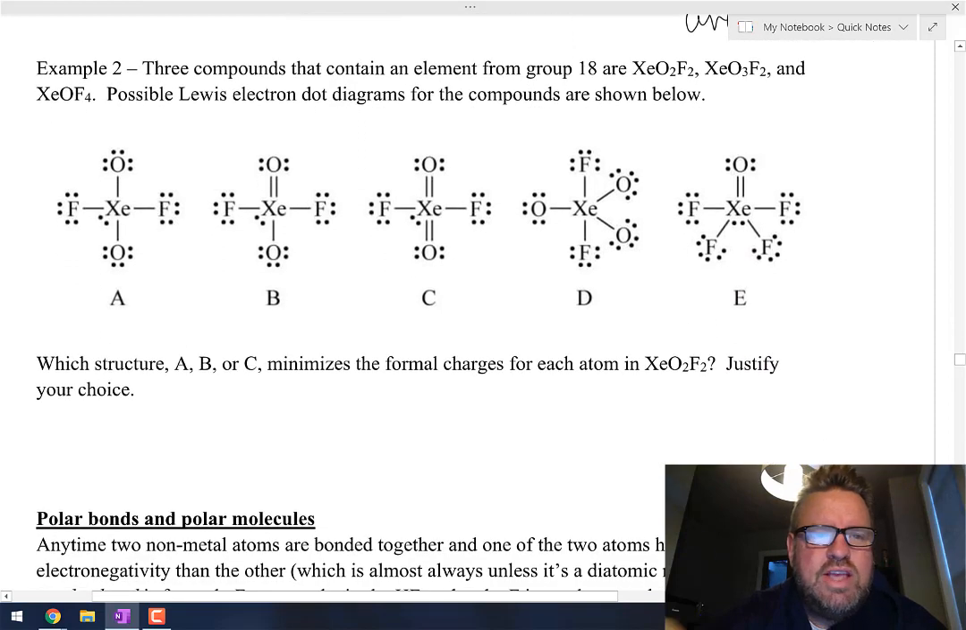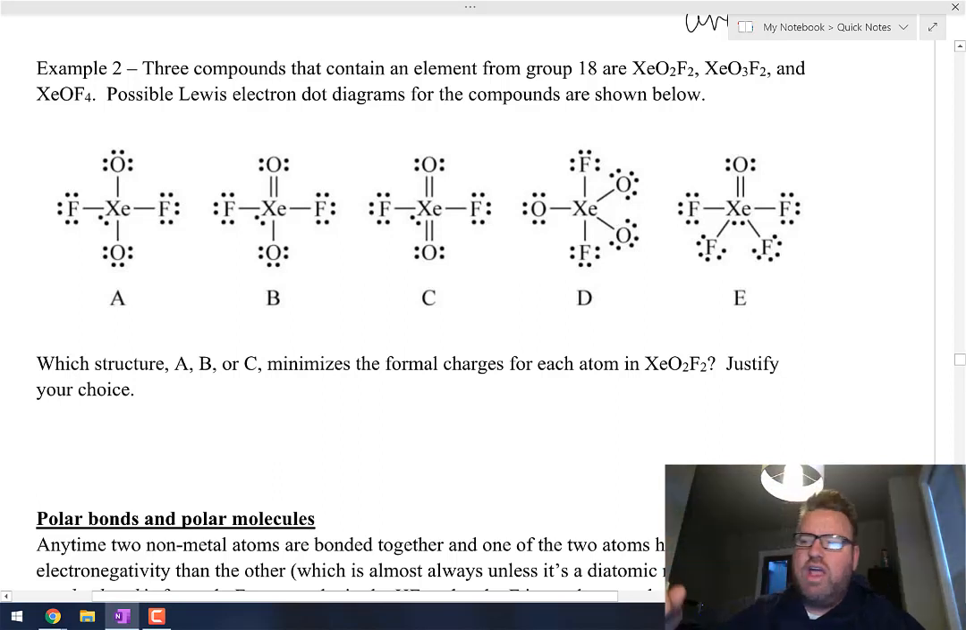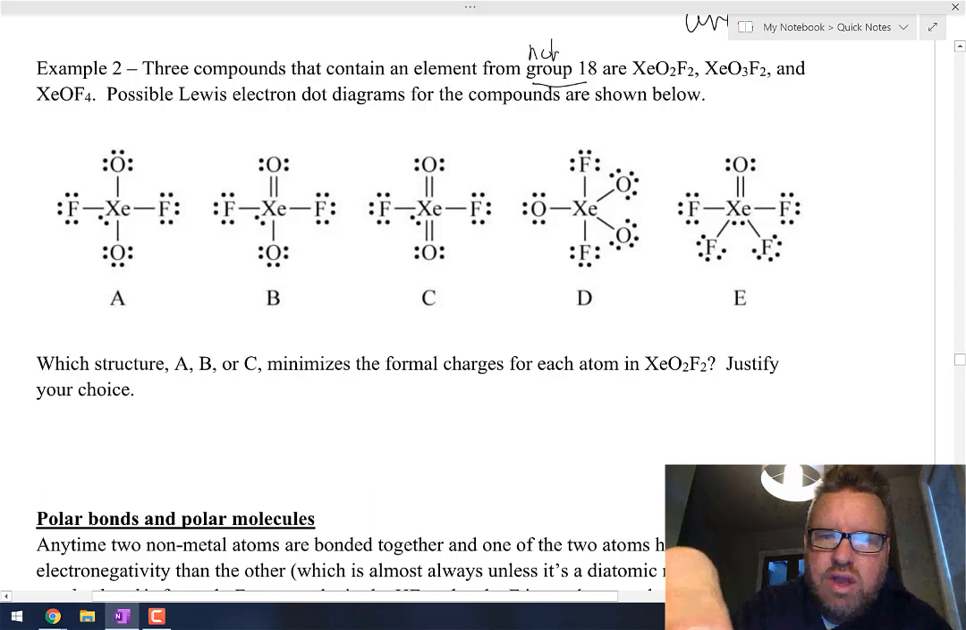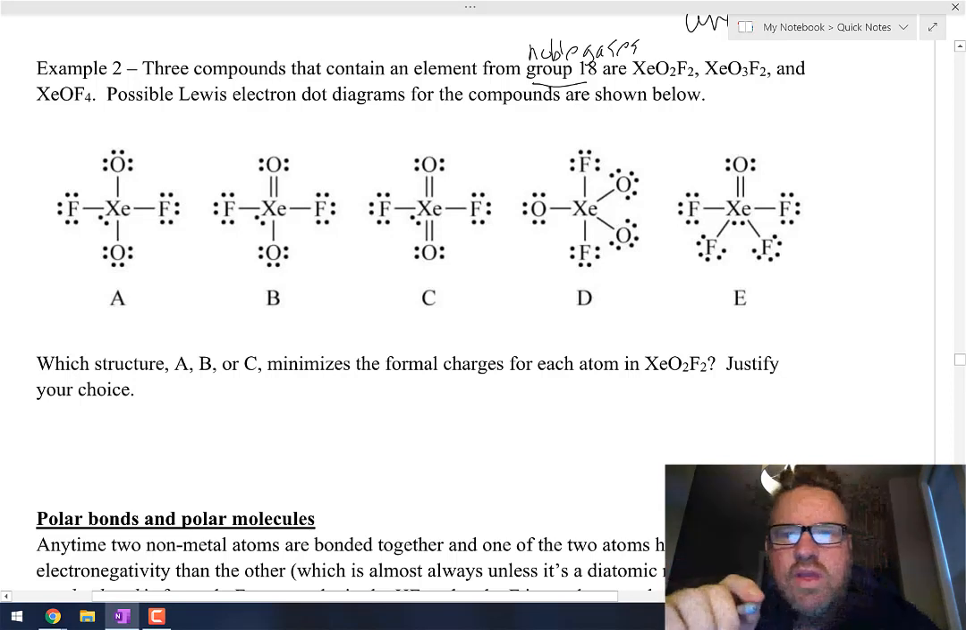Okay, example 2. 3 compounds that contain an element from group 18. So again, group 18 start at hydrogen and go all the way across. Group 18, again, are the noble gases. Okay, so you've got a bunch of them here.